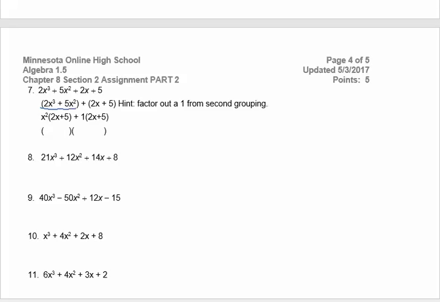So in the first one, we have to find the greatest common factor of 2x cubed and 5x squared. There's nothing common for the number part, 2 and 5. But the x's will be an x squared common in both. So that's what I factored out, the x squared. Once I factored out the x squared, you have to figure out what is left when you factor an x squared out of each part. 2x cubed over x squared is just 2x, so that's where the 2x came from.